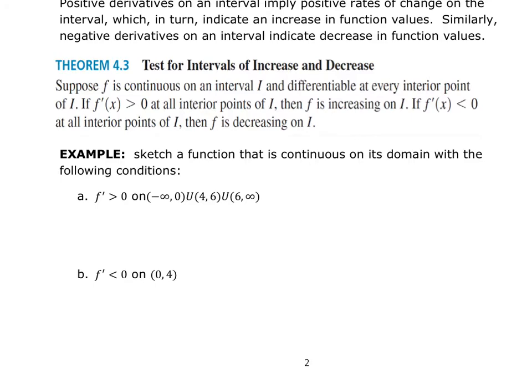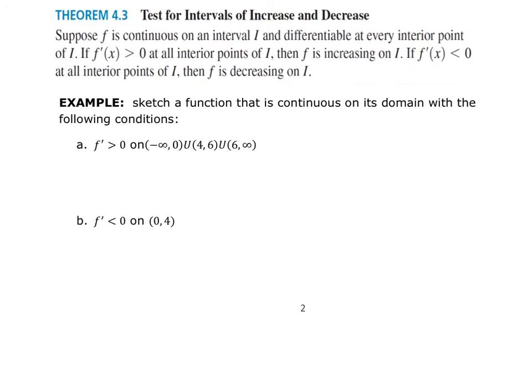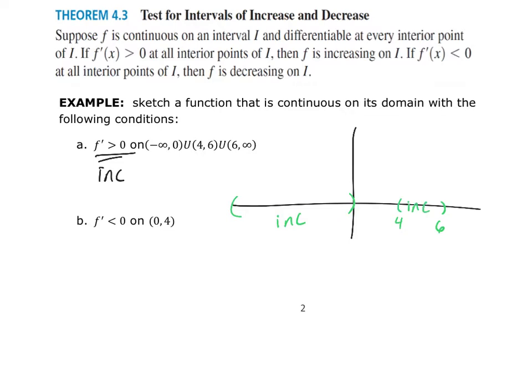So if I'm asked to find a graph that is continuous and then it has these conditions, f prime is larger than 0, so that tells me I am increasing on those intervals. So I build any graph that I want, provided between negative infinity and 0, I am increasing. From 4 to 6, I am increasing. And then from 6 to infinity, I'm also increasing. So I have to be going uphill in this area.